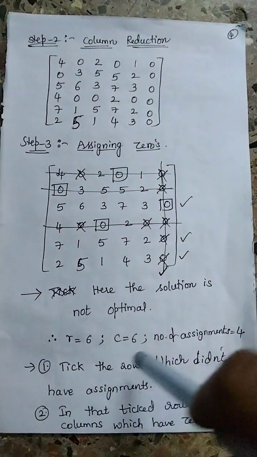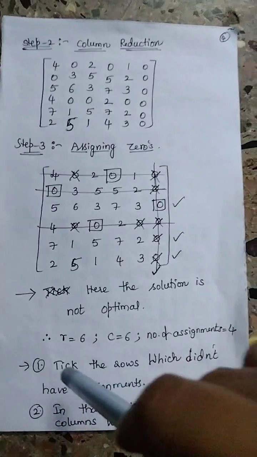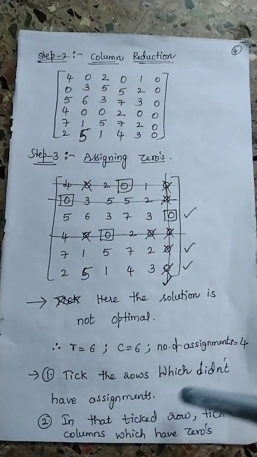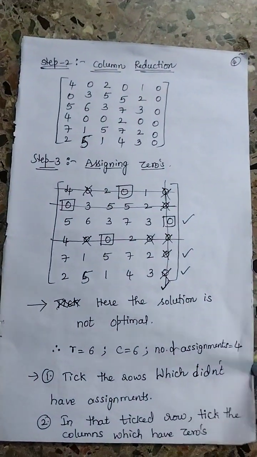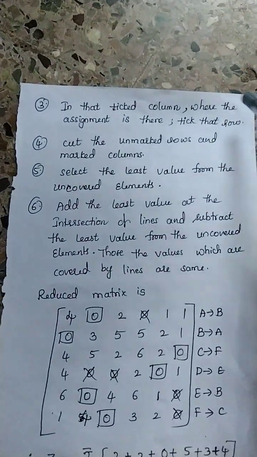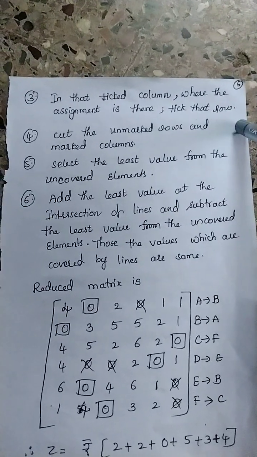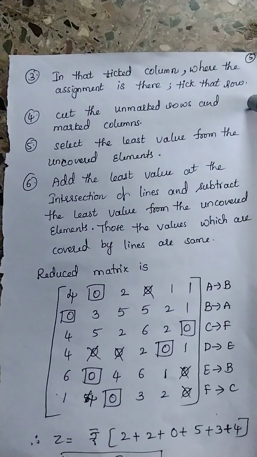That's why I have written: tick the rows which didn't have assignments. In that ticked row, tick the columns which have zeros, and in that ticked column where the assignment is there, tick that row. Cut the unmarked rows and marked columns.